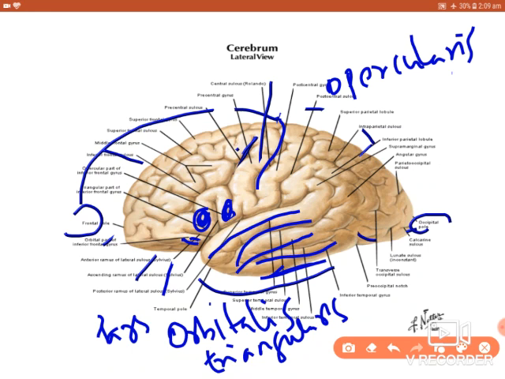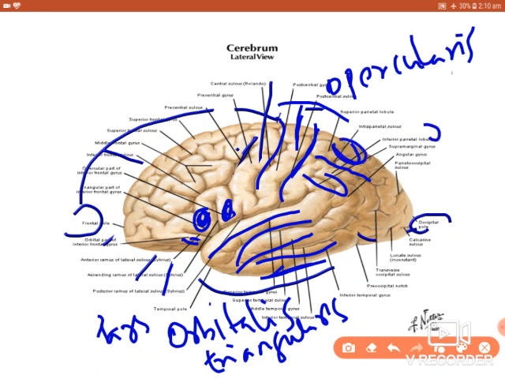Here you can see this is the postcentral sulcus in the parietal lobe. This is the postcentral gyrus. Behind the postcentral sulcus, there is an intraparietal sulcus, like this. That divides the parietal lobe into the superior and the inferior parietal lobule.